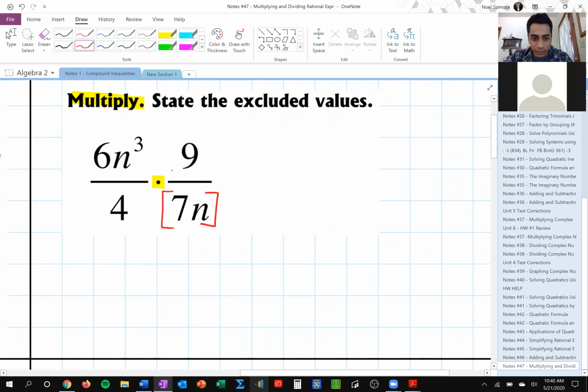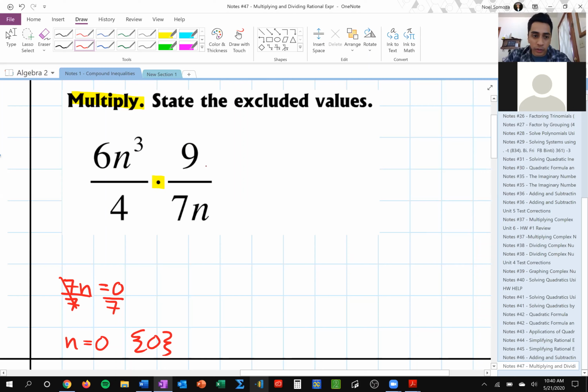So that's the only one that's going to create issues in terms of excluded value. I'm just going to highlight this for now because this is what I want to set equal to 0. 7n equals 0. If I divide both sides by 7, then I know that n is equal to 0. So I have an excluded value here of 0. Now that we have the excluded value out of the way, we can keep going with the algebra to simplify this expression.